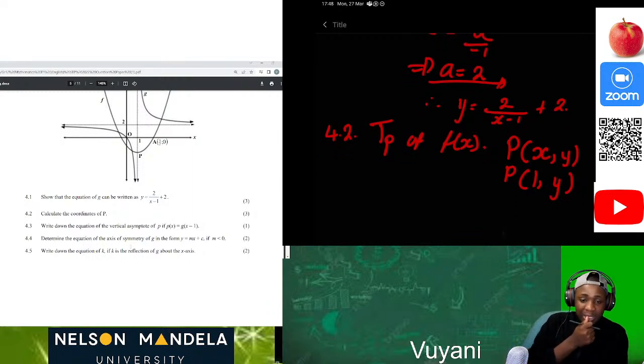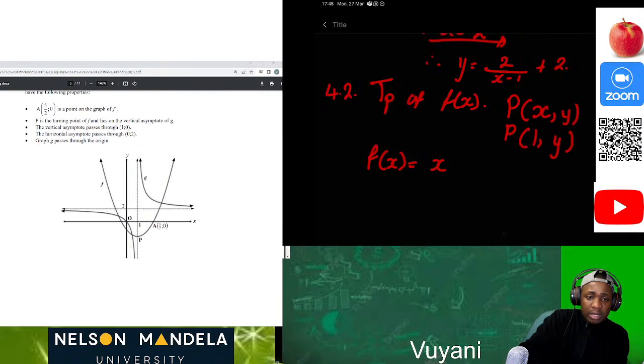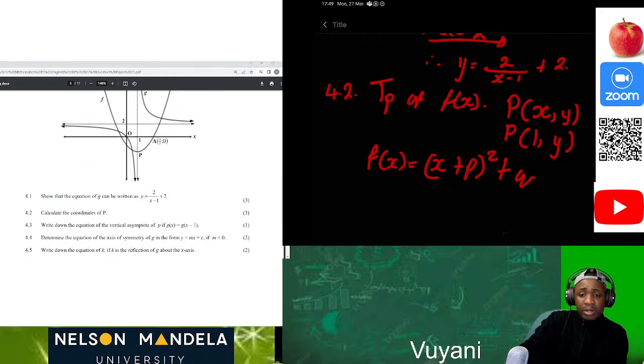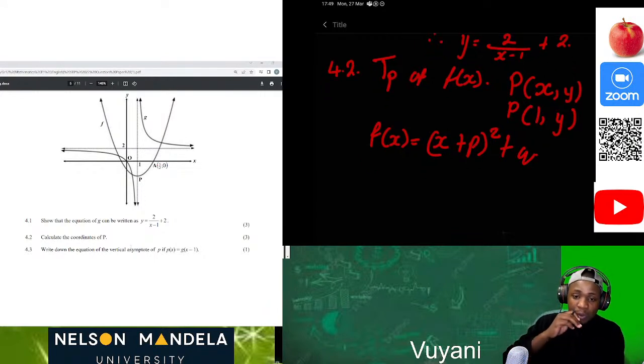Now we should be able to calculate the coordinates of P. How can we do that? Let's look again. We're given f of x to be (x plus p) squared plus q. So this is all we are given. Now let's solve. We have a point A on this function, guys, so this makes everything so easy for us. That's already giving us a hint. Everything is now looking promising for us.